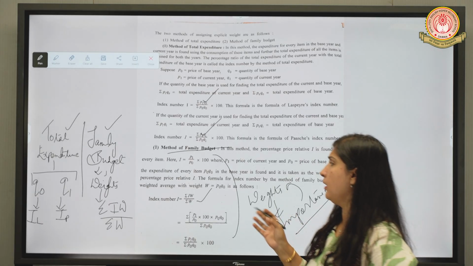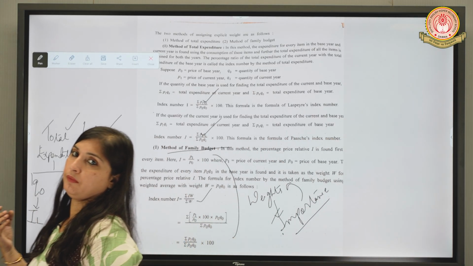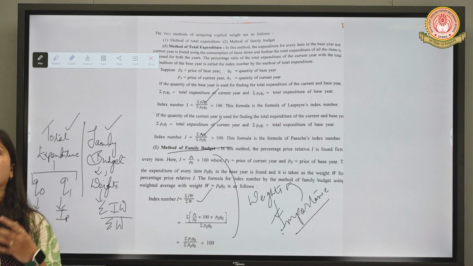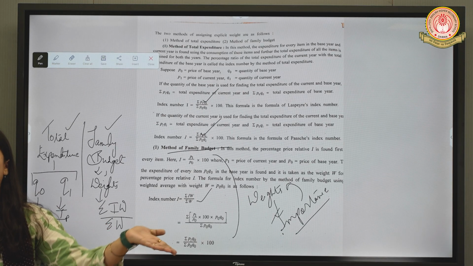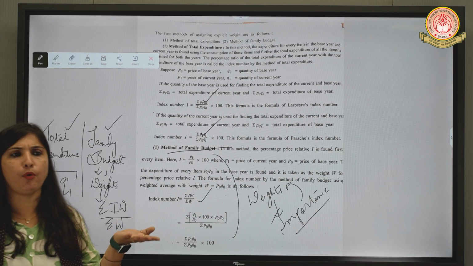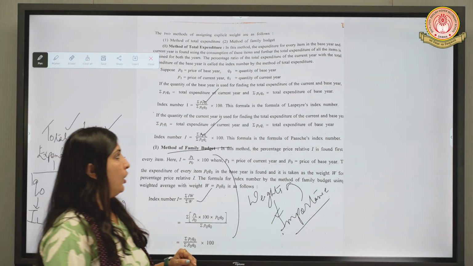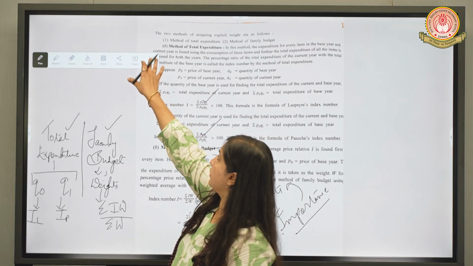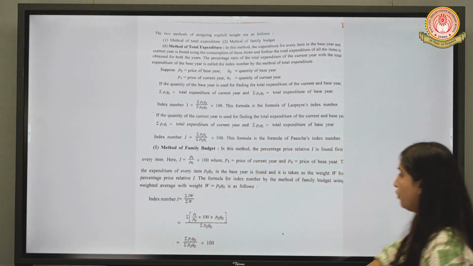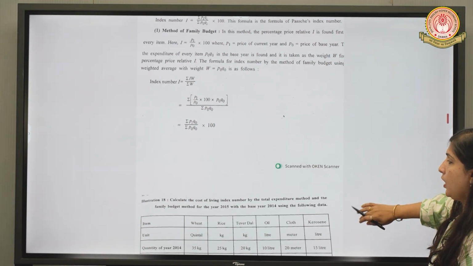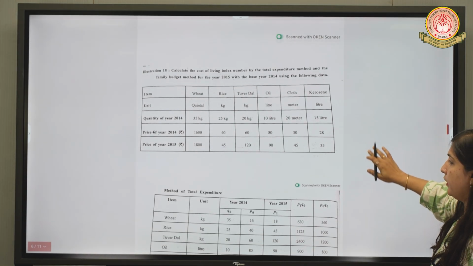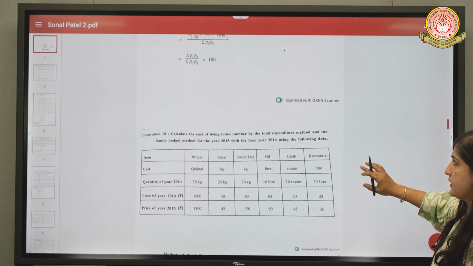So if it is given, you have to find the index number using the family budget method. If you are given the importance, it is very clear that importance means weight. Okay, so these are the two methods to find the cost of living index. Moving further, shall we see a simple example so that you can be clear how we solve it? Is it visible to everyone?